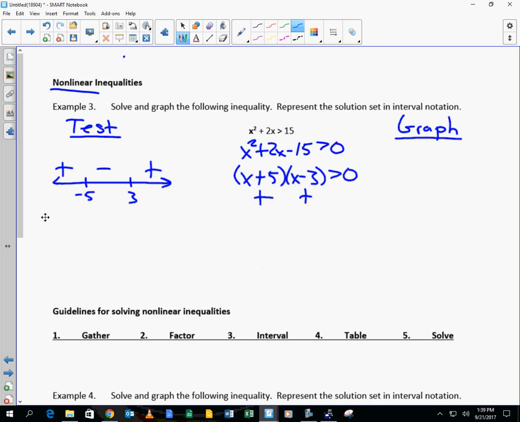So what we've just determined through that little exercise, if you plug in any number that's less than negative 5, you're going to get a positive result. Try any number that's between negative 5 and 3, you will get a negative result. Try any number greater than 3, and you will get a positive result. This is wondering, where am I positive? Because it's saying, where am I greater than zero? You're positive here. From negative infinity to negative 5, union with 3 to infinity.